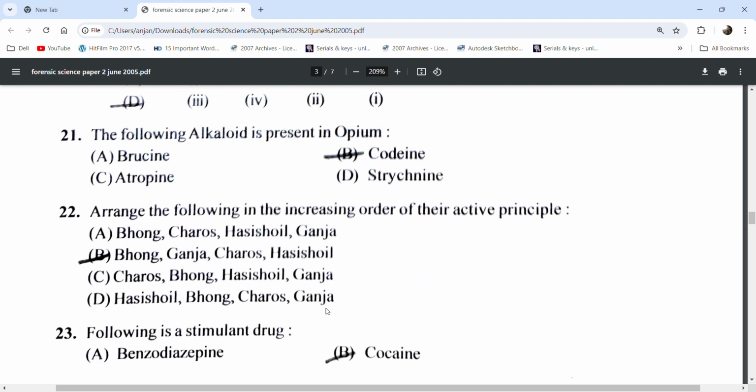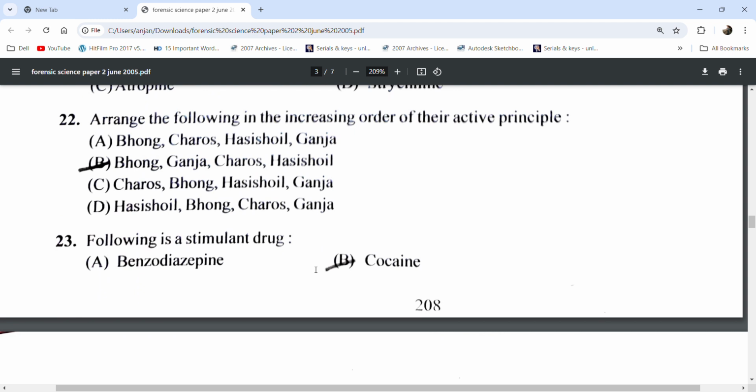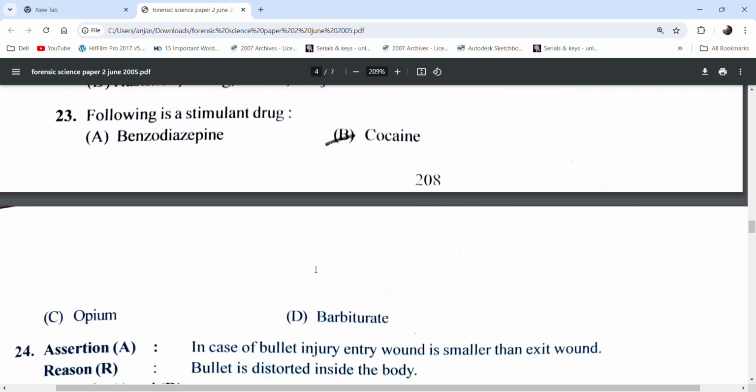The following alkaloid is present in opium: codeine. Arrange the following in the increasing order of the active principle: bhang, ganja, charas, hashish oil. The following stimulant drug: cocaine.